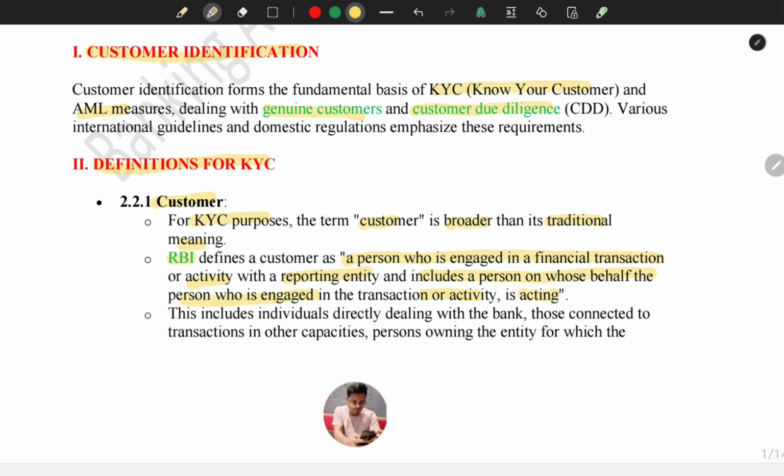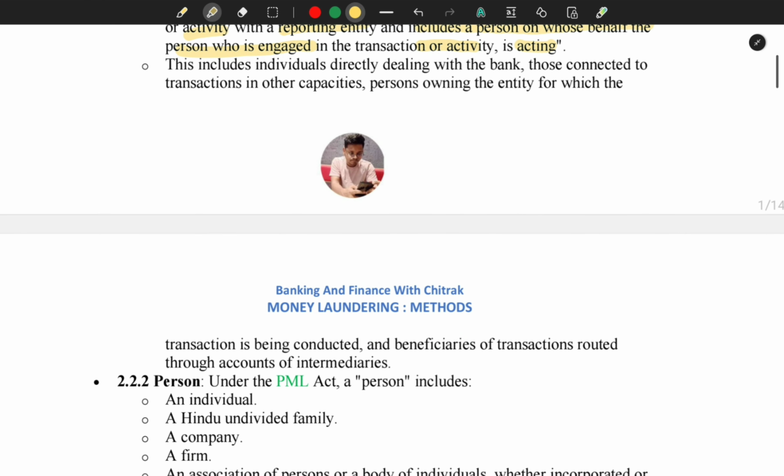So basically, it includes the individuals who are directly dealing with the bank and those who are connected in transactions, and persons owning the entity for which the transaction is being conducted. For example, partnership firm, the partners are the owners of the entity who are conducting the transaction, right? So this is basically what customer means with respect to KYC. Also, one thing, the beneficiaries of transactions are also called customers in respect of KYC.